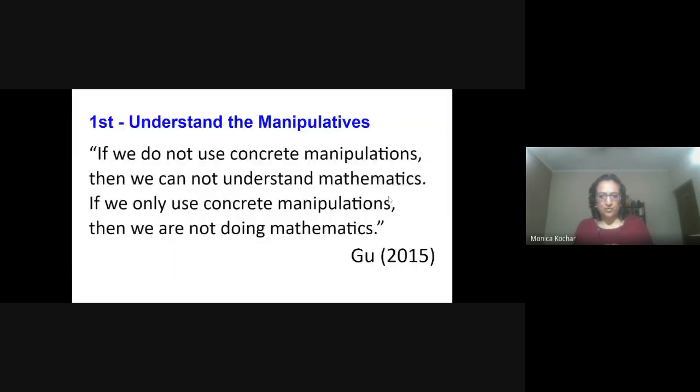So what we need to do in CPA is, first is a very clear understanding of concrete manipulations. And this is a beautiful quote that if we do not use concrete manipulations or concrete manipulators, we don't understand math. But if we do only concrete manipulations, we are not doing maths.